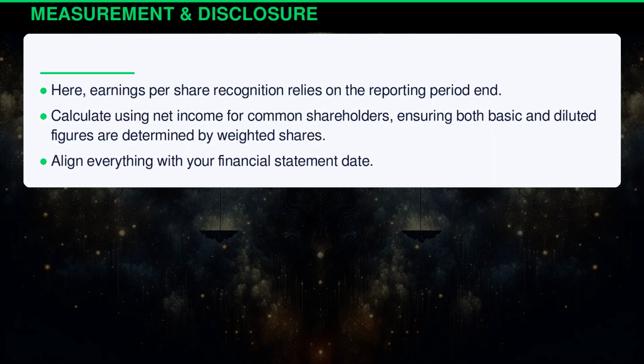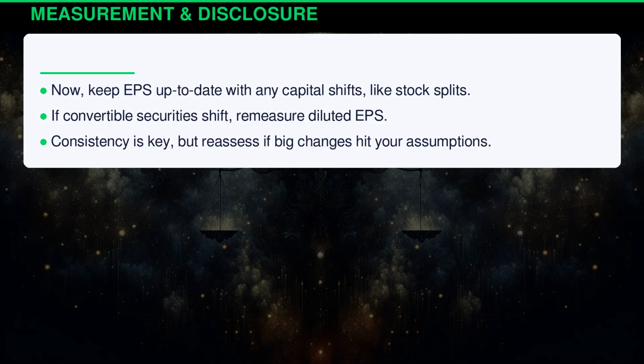Here, earnings per share recognition relies on the reporting period end. Calculate using net income for common shareholders, ensuring both basic and diluted figures are determined by weighted shares. Align everything with your financial statement date. Now, keep EPS up to date with any capital shifts, like stock splits. If convertible securities shift, remeasure diluted EPS. Consistency is key, but reassess if big changes hit your assumptions.